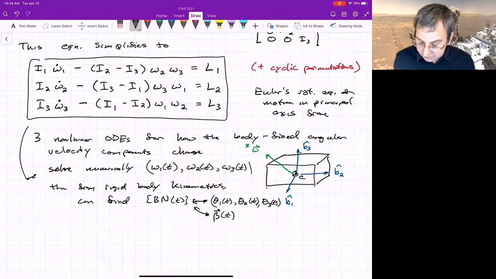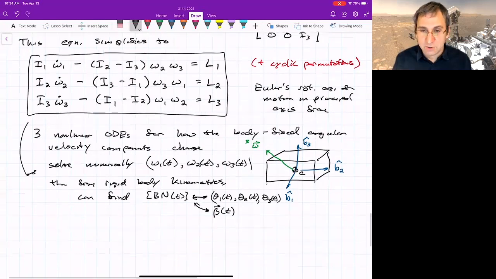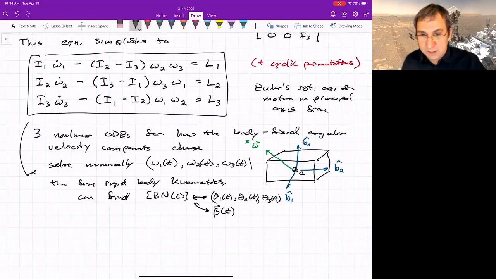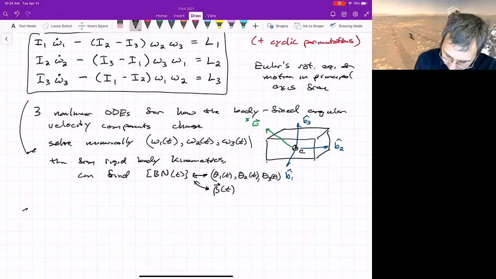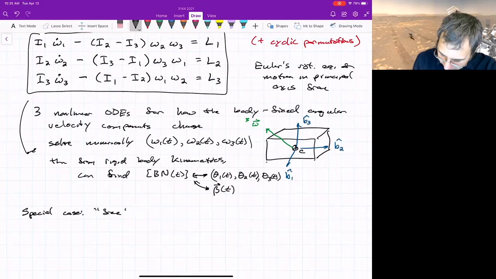Now, the simplest case that we would look at is when there's no moment. In general, out in space, there's no moment. And the weird thing about rigid body dynamics is that you can get some interesting looking dynamics when there's no applied moment. No applied moment means that L1, L2, L3 equals 0. And that's called the free rigid body. So that's a special case, free rigid body.